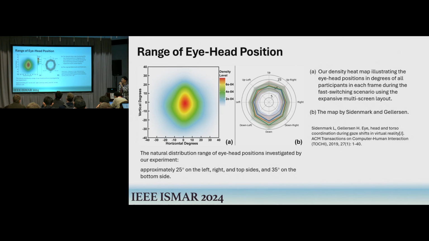We also tested the range of eye head position in our experiment, and we found the natural distribution range of eye head positions is approximately 25 degrees on the left, right, and top sides, and 35 degrees on the bottom side. And this result is in line with the demonstration by Sandemark and Gellersen in their work.